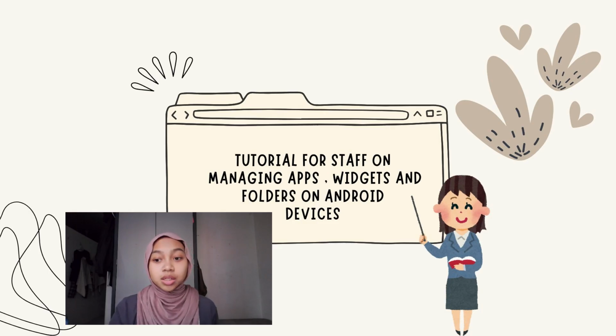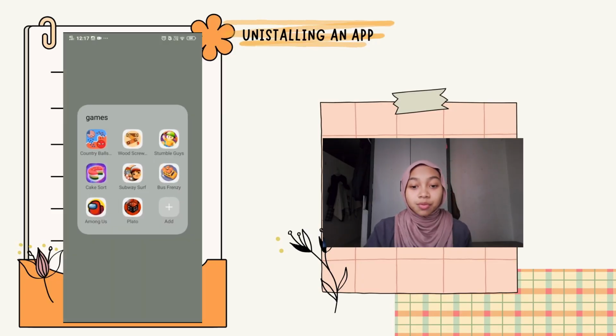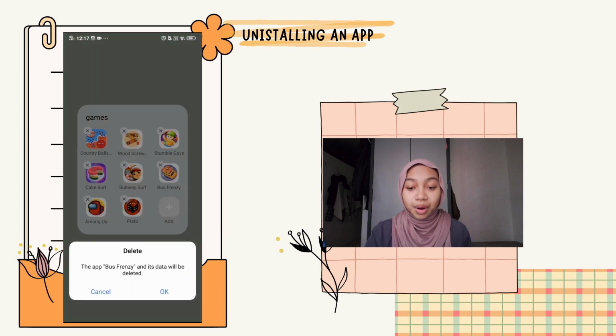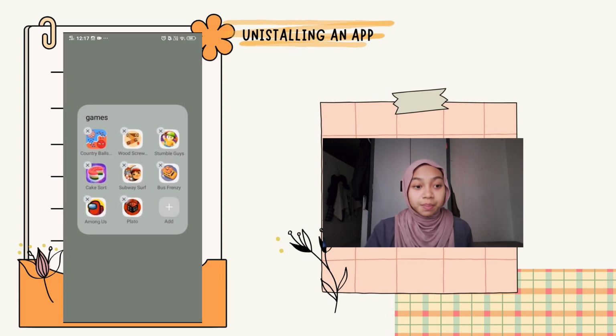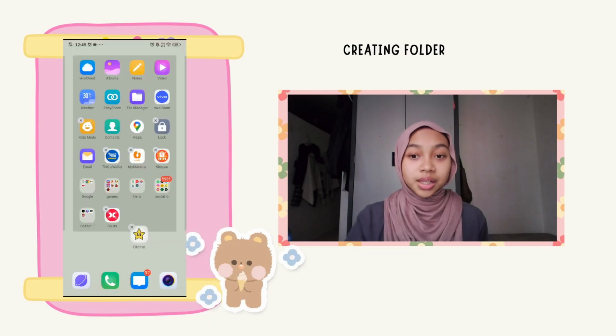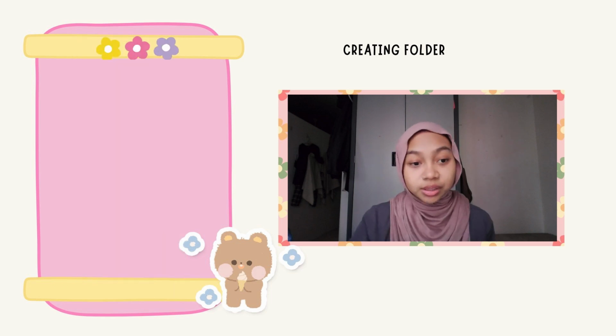Question 3b. Tutorial for managing apps, widgets, and folders on an Android device. Uninstall an app. First, press and hold the app icon on the home screen or in the app drawer. Next, tap uninstall if available in the pop-up menu, or drag the icon to the uninstall option at the top. Finally, confirm by tapping OK. Creating a folder. First, on the home screen, drag an app icon over another app icon until a folder is created. Then, release the app and the folder will open automatically. Lastly, you can add more apps by dragging them into this folder.